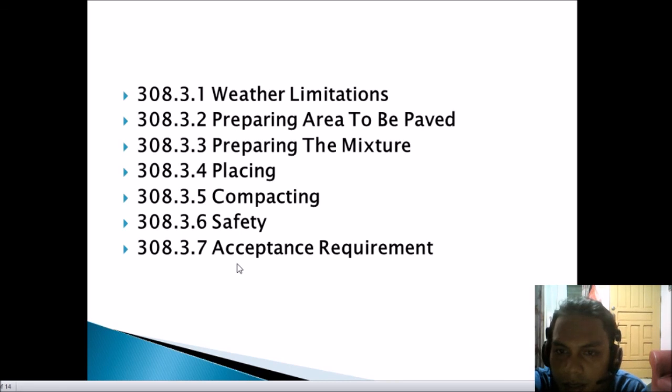Next is the safety. Safety precautions shall be used at all times during the progress of the work as appropriate. Workmen shall be provided with hard hats. Next is the acceptance requirements. Divide the asphalt mixture produced into lots. Each lot equals the mix produced during the day.